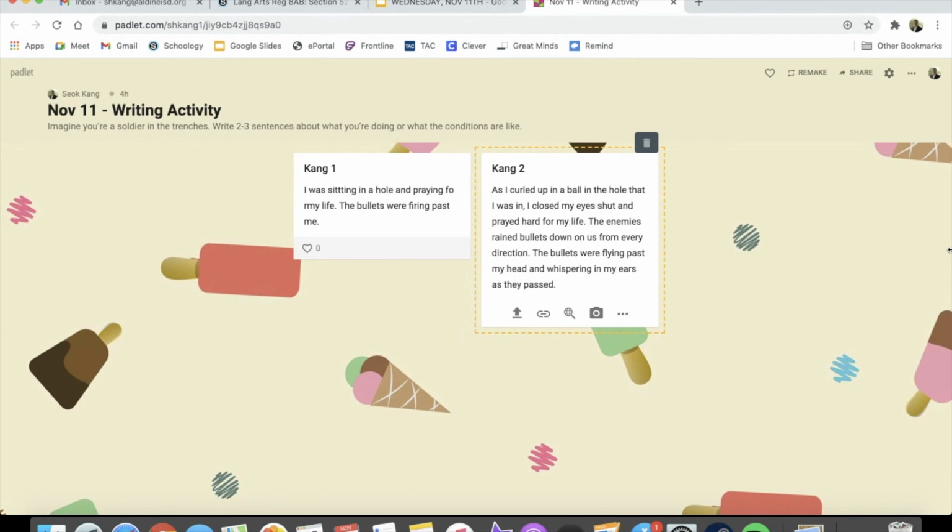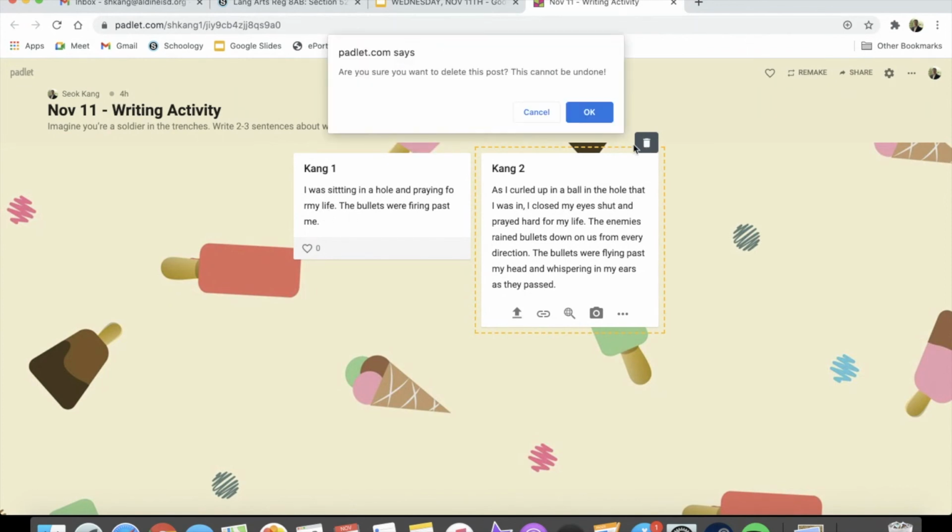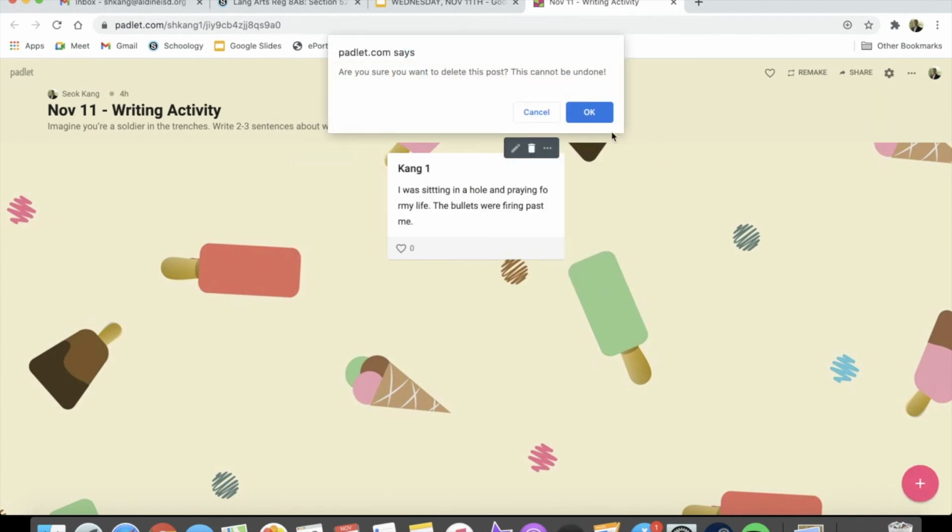So it's a lot more descriptive than "I was sitting in a hole praying for my life." I said, as I curled up in a ball in the hole that I was in, I closed my eyes shut and prayed for my life. The enemies rained bullets, and so on. That's what I want y'all to do. I want y'all to look at your first two to three sentences that y'all wrote, and then just edit them to try to make them a little bit more descriptive, okay? That's the activity I want us to do.